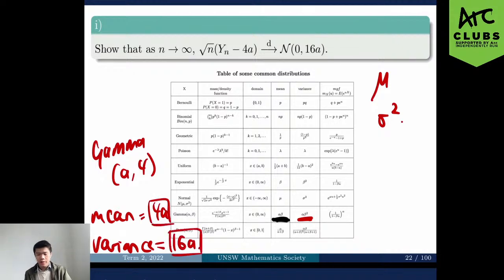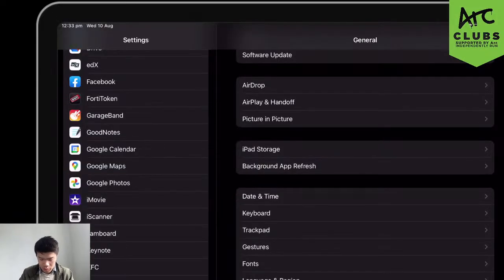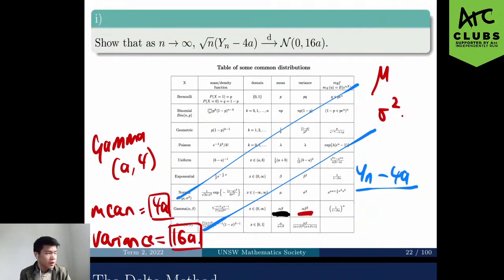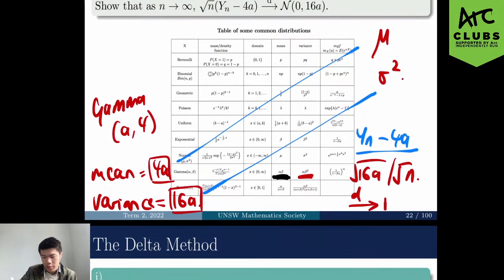Okay, so we're good to go. We've got mu, let's just think that over there, and we've got sigma squared. Okay, cool. So what that means is actually, let's state the central limit theorem. So Yn, which is the sample mean, minus mu, so 4a, divided by sigma, let's not use 16a, whoopsies. Yep, so Yn minus 4a, divided by, we don't use the variance 16a, we actually use sigma itself, so root 16a, and of course we divide by root n. And that's going to converge in distribution to N(0,1).